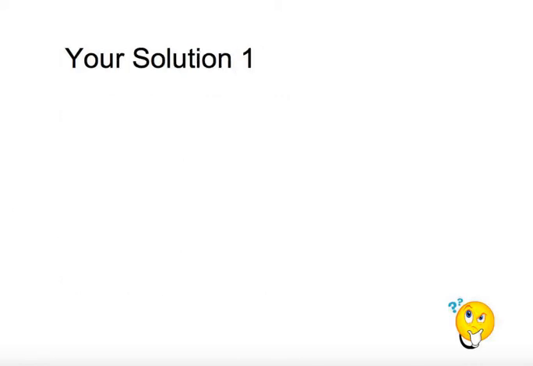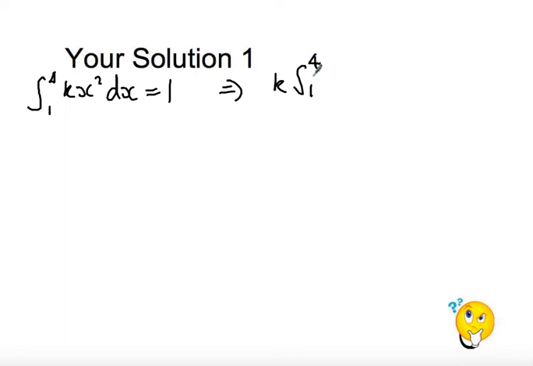Okay, so welcome back. Let's have a look at the solution to this question. So we started off, we know that our integral between 1 and 4 of kx squared dx is going to be equal to 1. So that total probability will be equal to 1. If I just rewrite this slightly, take the k outside, it's usually a lot easier to work with this way. So k times the integral between 1 and 4 of x squared dx equals 1.